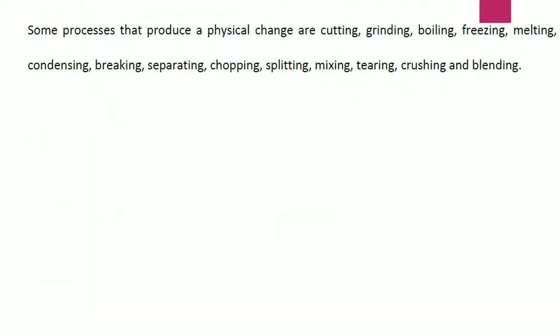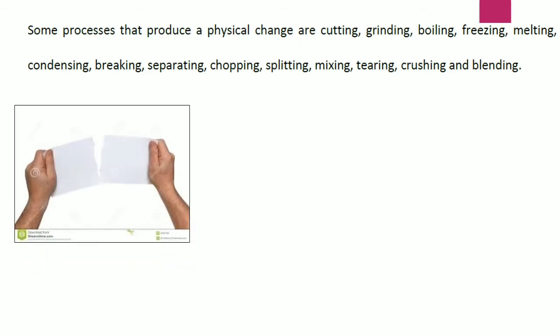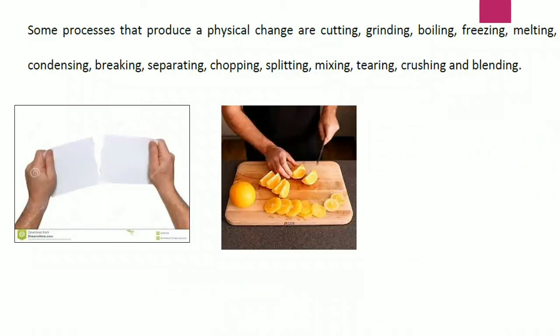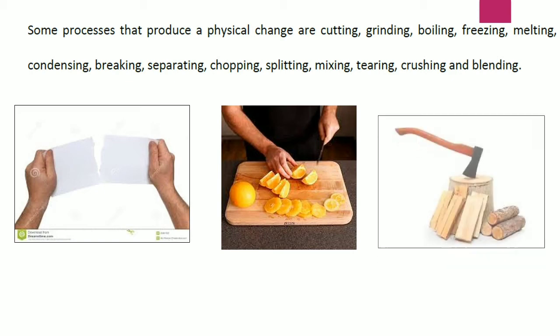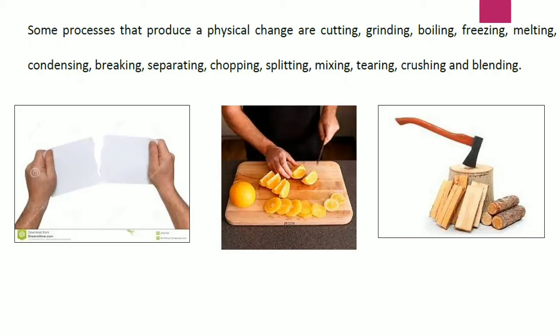So here are some processes that can produce a physical change. For example, tearing a piece of paper. This only changes the physical properties such as the size of the paper. The paper has changed from a bigger to a smaller size, but the chemical properties of the paper are still the same. Or cutting oranges. Here the orange still tastes the same, but we only change the physical properties such as the shape of the orange. And another one, chopping wood. The size of the wood has changed, but the chemical properties remain unchanged.